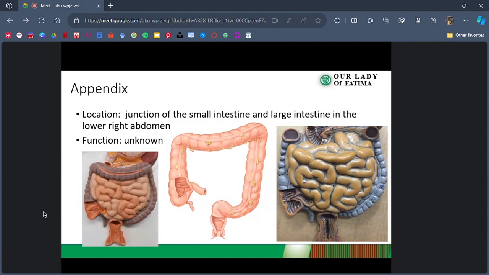The last lymphoid organ is the appendix, which is a thin tubular sac that sits at the junction of the last part of the small intestines known as the ileum and the first part of the large intestines known as the cecum. And this is located in the right lower quadrant of the abdomen. Since this is a blind sac, its function is still unknown.